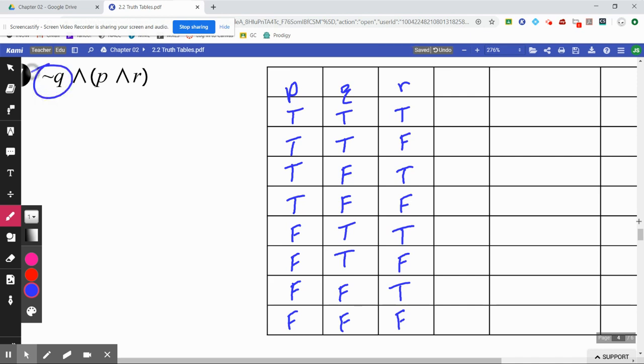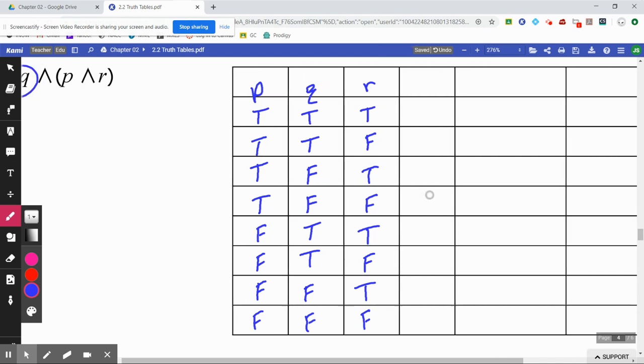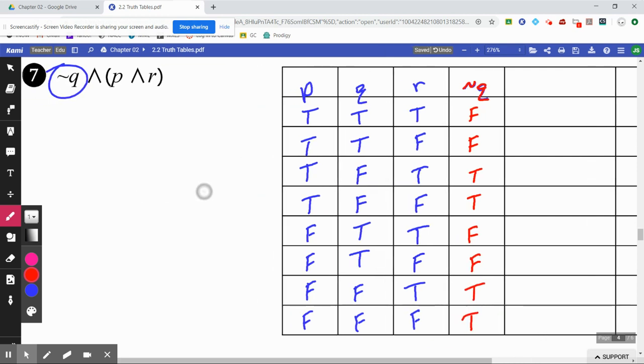We need a column for our not Q's. We'll go ahead and list our not Q's right here. I'll do them in red, not Q's. So here's my Q's. So my not Q's are just opposite of those. So that'd be false, false, true, true, false, false, true, true. So we're done with our not Q's. Now we've got to do our parentheses.